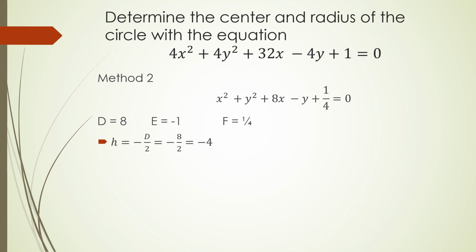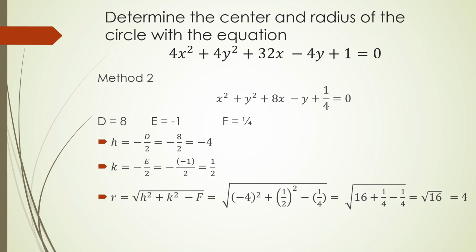For the value of h, we have the formula h = -D/2, which is equal to, the value of D is 8, so -8/2 is equal to -4. For k, we have -E/2, so negative times the value of E, which is -1, over 2. That would be negative times negative, so we have positive 1/2.